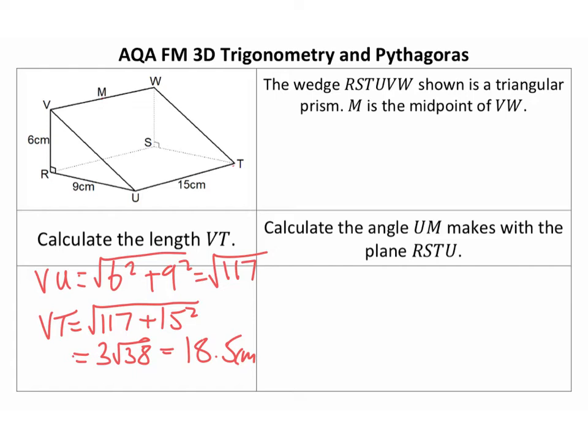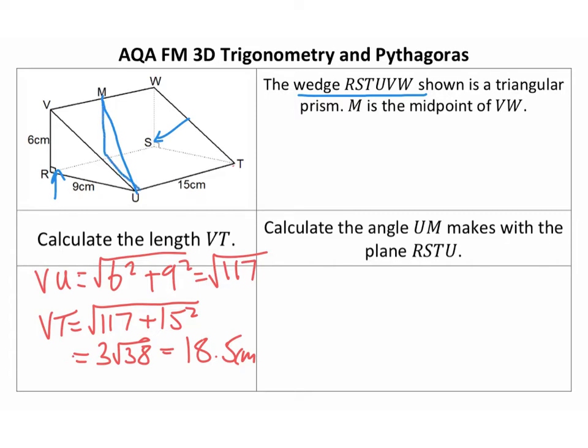Now, you'll often find that little random points are placed in these. I should have probably said at the beginning, the wedge RSTUVW is shown as a triangular prism. The wedge means that there are right angles here and here. They are marked on the diagram. Now, we're looking at a midpoint, and we've got to find this angle.